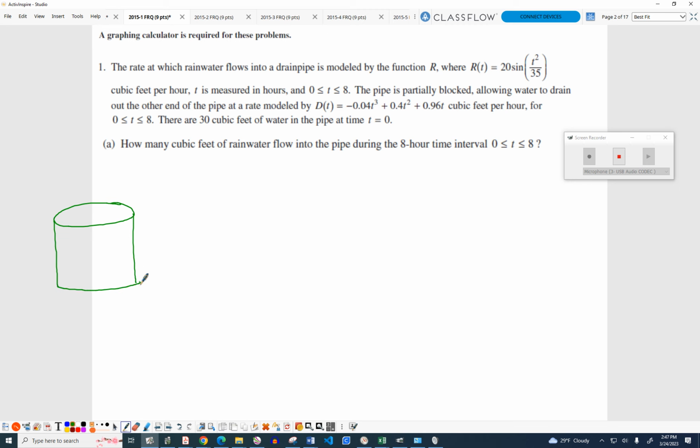And they give me a formula for the rate, so pay close attention to that. Units are always important: cubic feet per hour. That reminds me that we're talking about a rate. The time period is always important. The pipe is blocked, who cares? Allowing water to drain out. So here's the out rate.